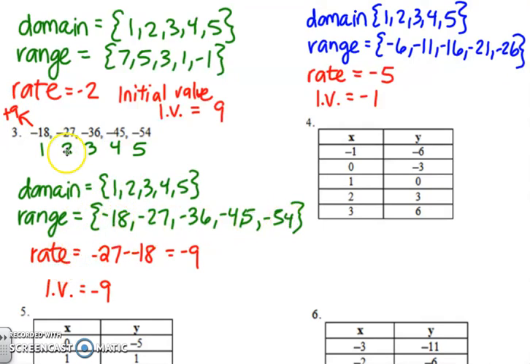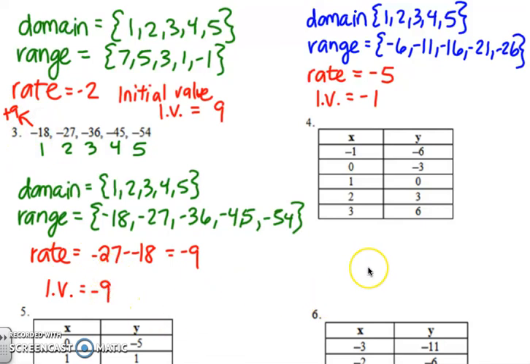To find the rate, I started with negative 27, and I subtracted the one before it, negative 18. Notice 2 negatives will give you a plus, and so that is why you get a negative 9. You also know it's negative because they are getting further into their negative numbers. Your initial value, you had to do the opposite of subtracting a 9, which would be add 9. Negative 18 plus 9 is negative 9.